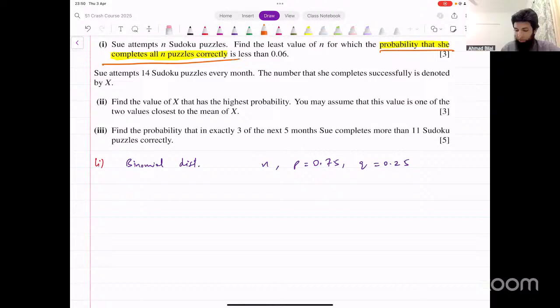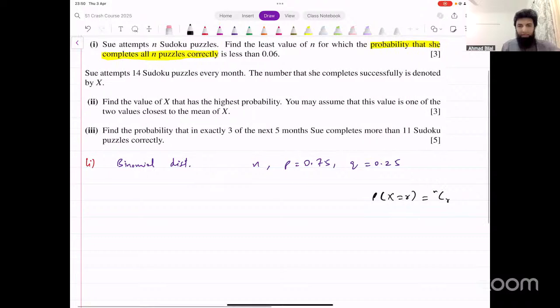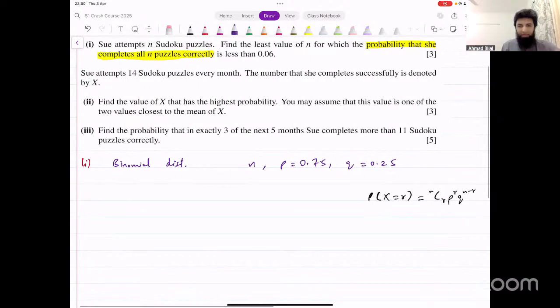Probability that she completes all n puzzles correctly. Let's just focus on this part first of all. Probability of getting n successes. What's the formula? The formula for binomial is nCr p raised to power r q raised to power n minus r. We want n successes. So we say probability that x is equal to n, what's that going to be? Let's input values in this.